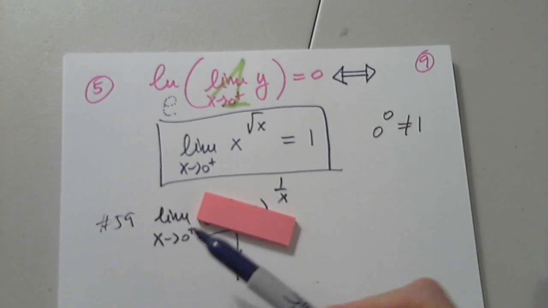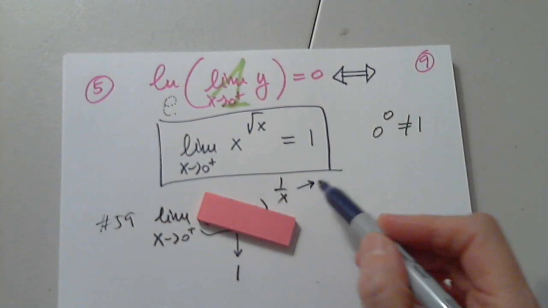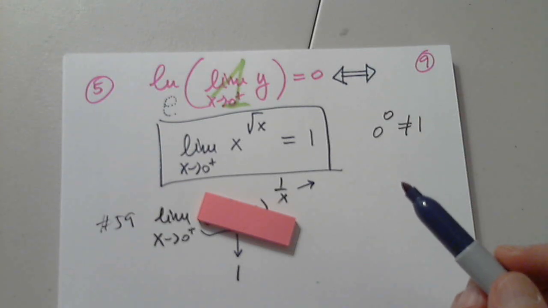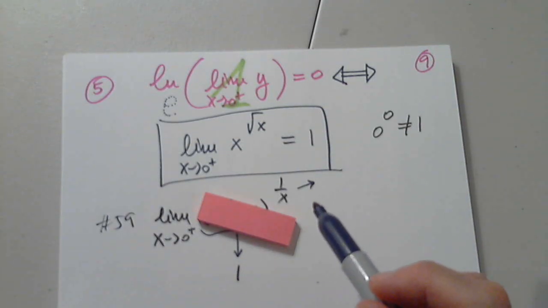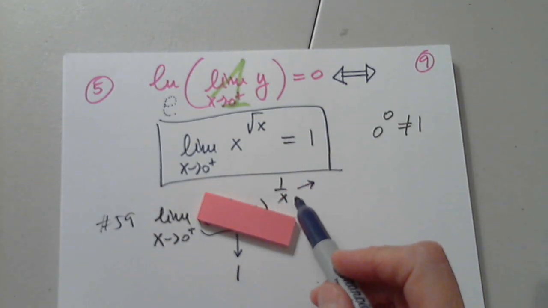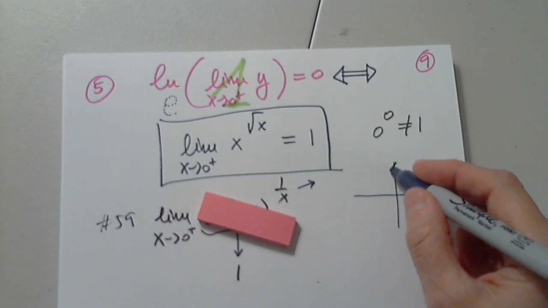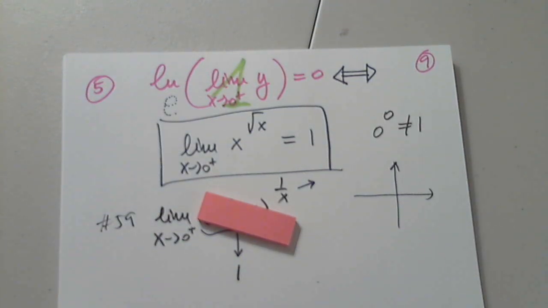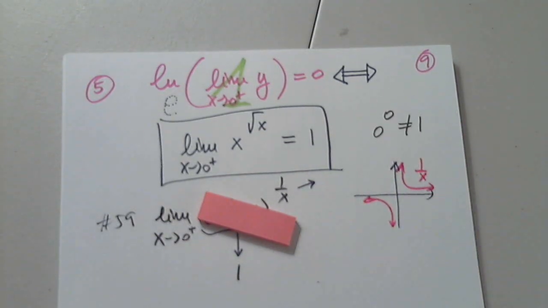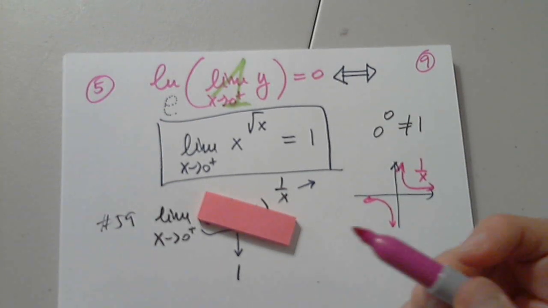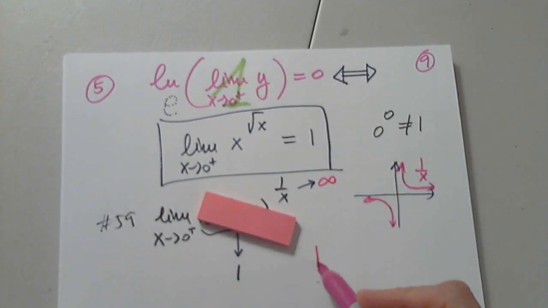So as x approaches 0 from the right, where is this going? You'd have 0 in the denominator. Remember the graph. Think about the graph of 1 over x. The graph of 1 over x is this. We have to remember this. This is very powerful if we remember these graphs. So from the right, yes, it would be positive infinity. Good. So we have 1 to infinity.